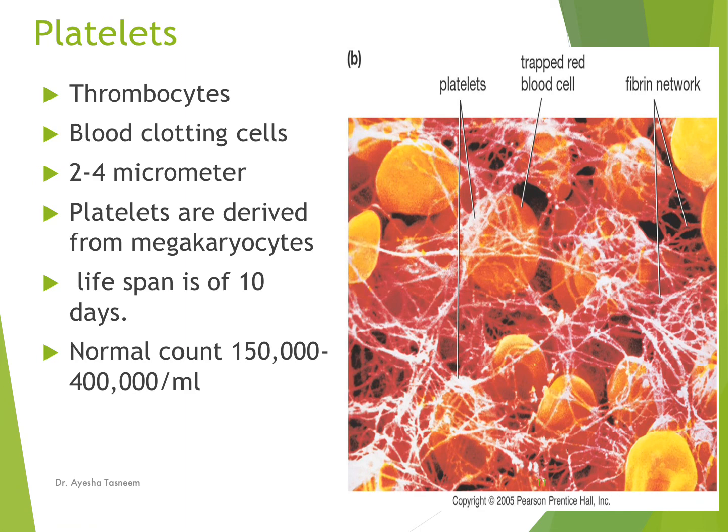In the last, we come to the platelets. Platelets are also known as the thrombocytes. They are the blood clotting cells. The average diameter ranges from 2 to 4 micrometers. They are derived from megakaryocytes, and the total lifespan of a normal platelet is 10 days. Normal count ranges from 150,000 to 400,000 per ml.